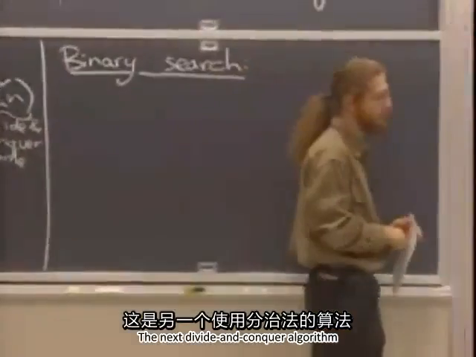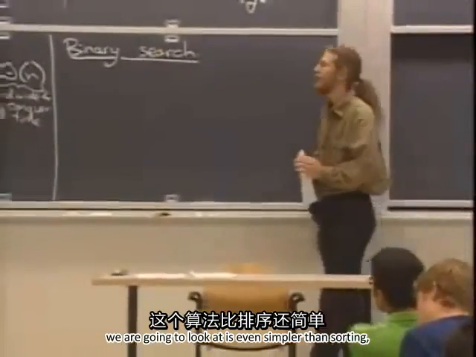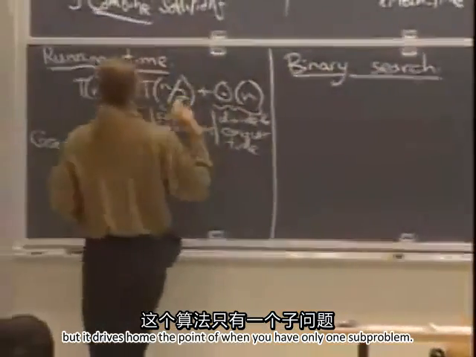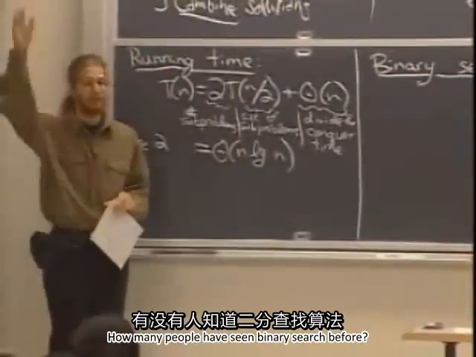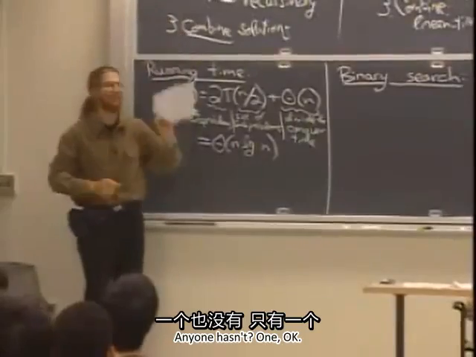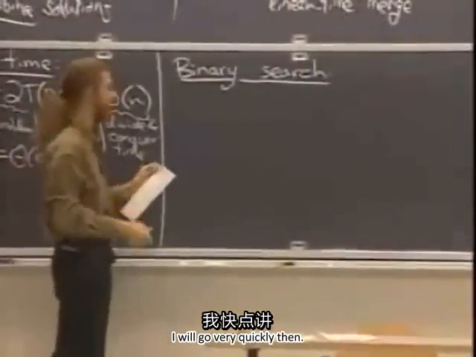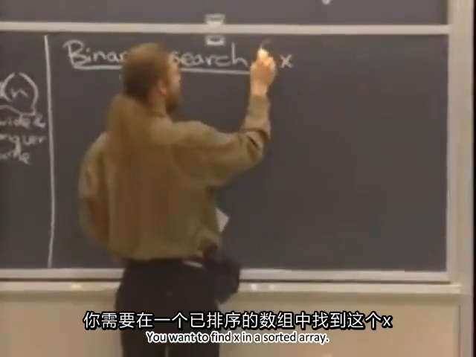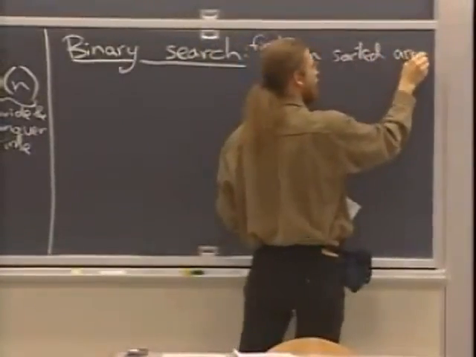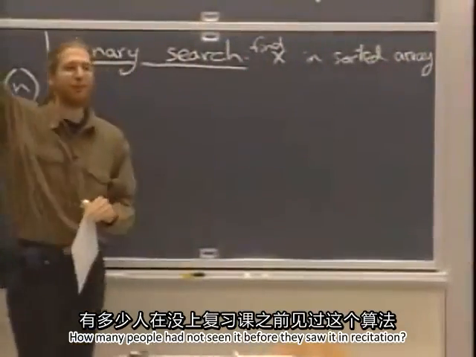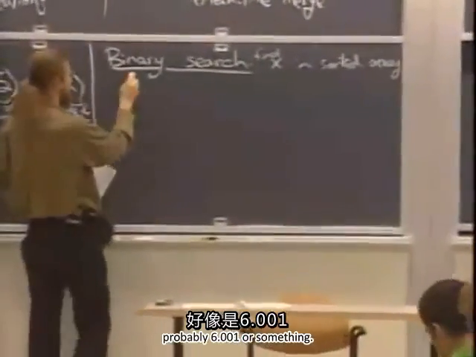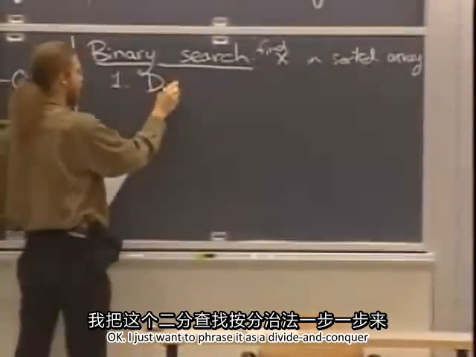The next divide and conquer algorithm we're going to look at is even simpler than sorting, even simpler than merge sort, but it drives home the point of when you have only one subproblem. How many people have seen binary search before? Anyone hasn't? One. Okay. I will go very quickly then. So you have some element x. You want to find x in a sorted array. How many people had not seen it before they saw it in recitation? No one. Okay, good. You just see it in another class. Probably 6.001 or something. Very good. You took the prerequisites. Okay.